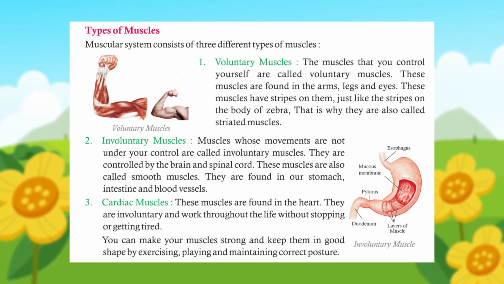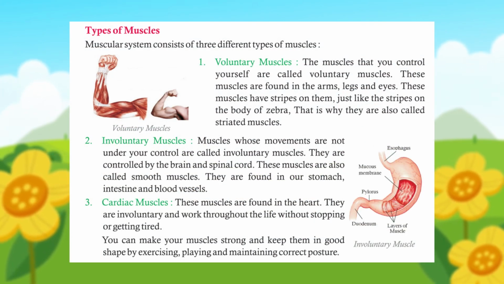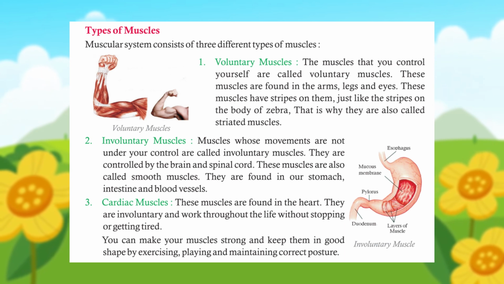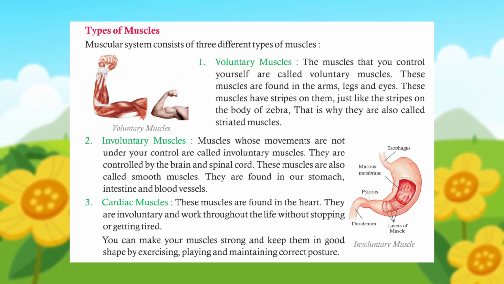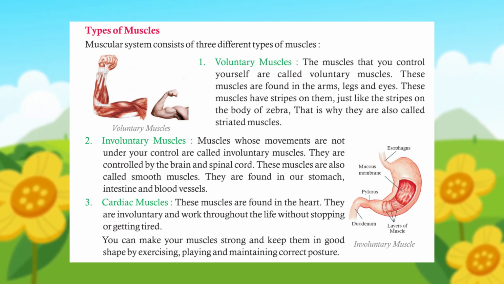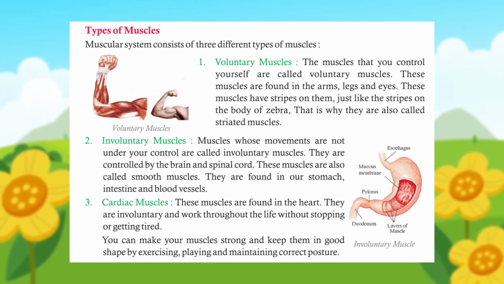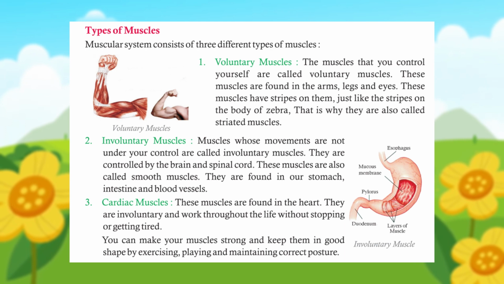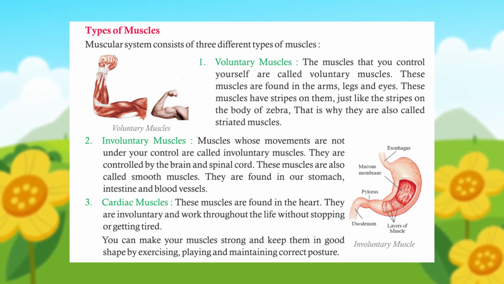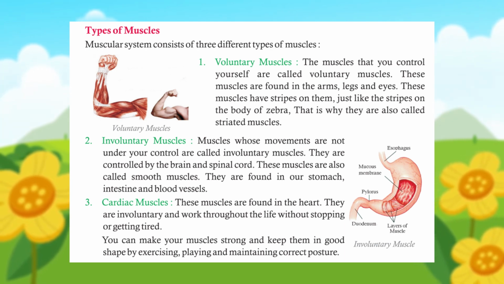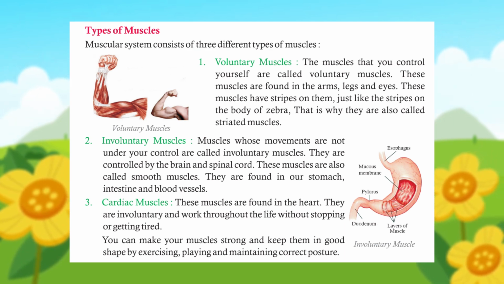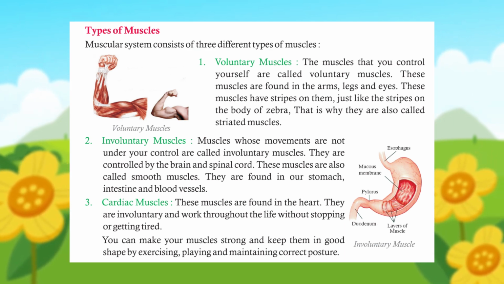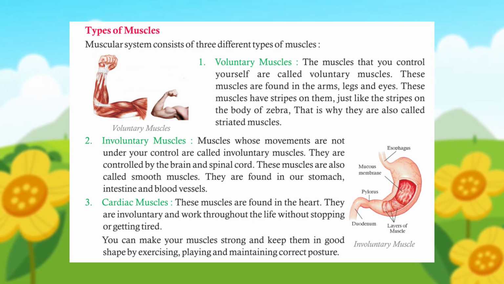Types of muscles. Muscular system consists of 3 different types of muscles. 1. Voluntary muscles. The muscles that you control yourself are called voluntary muscles. These muscles are found in the arms, legs and eyes. These muscles have stripes on them, just like the stripes on the body of a zebra. That is why they are also called striated muscles.